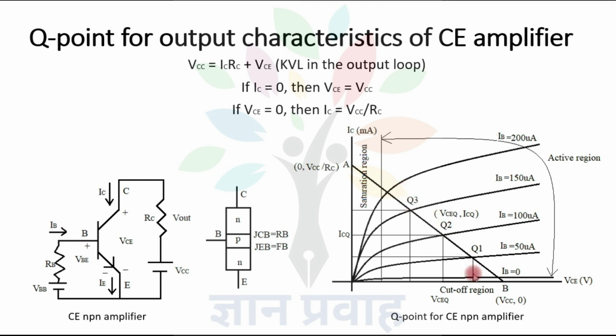So out of these three Q points, Q2 is the best choice for proper amplification of the input signal, because it is in the mid of the active region. While in the case of Q1 and Q3 points, a certain portion of the input signal is clipped off because of the saturation and cutoff regions, which means the output will be distorted.